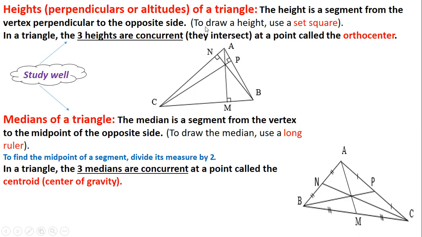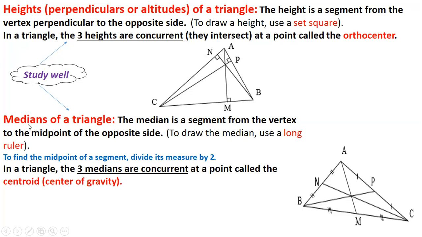After drawing the 3 heights in a triangle, you can see that the 3 heights intersect at the same point. So we say in a triangle, the 3 heights are concurrent. What do we mean by concurrent? They intersect at the same point, and the point of intersection of the 3 heights, we call it the orthocenter. So these 3 lines should be memorized.